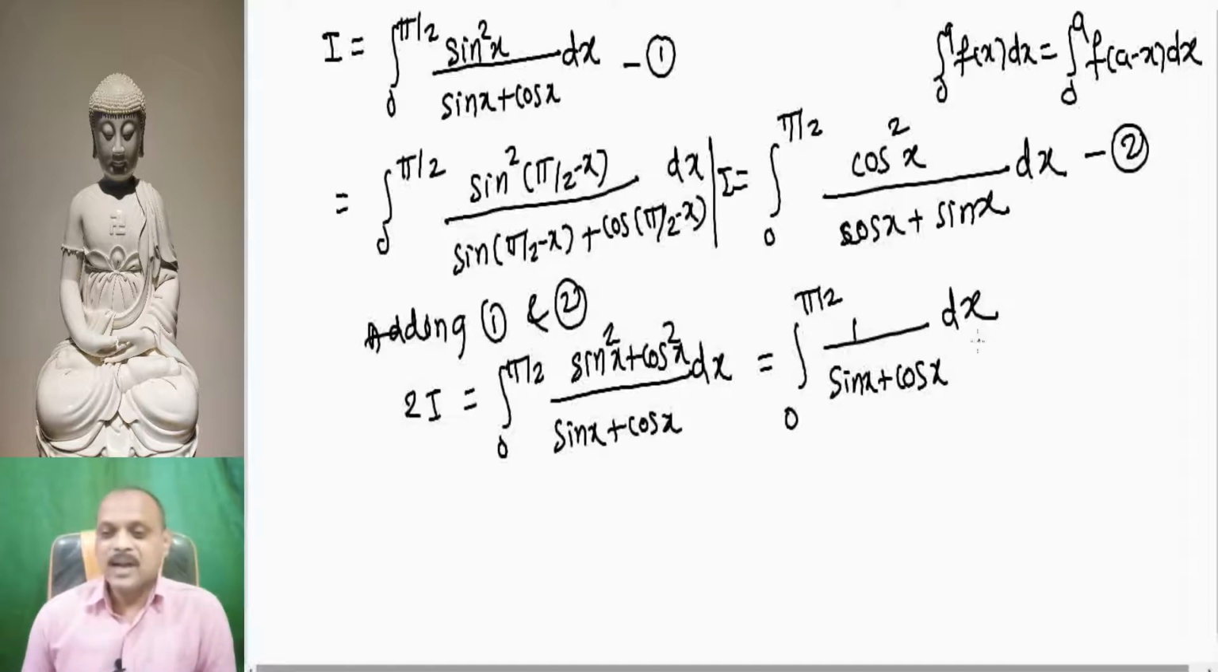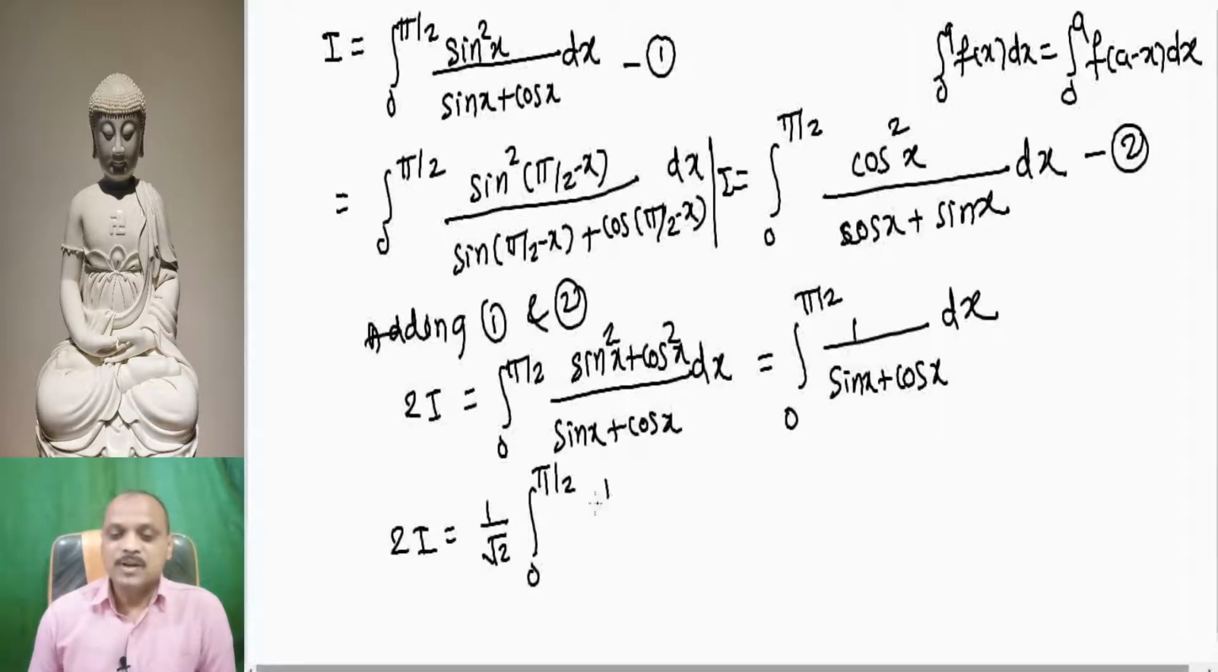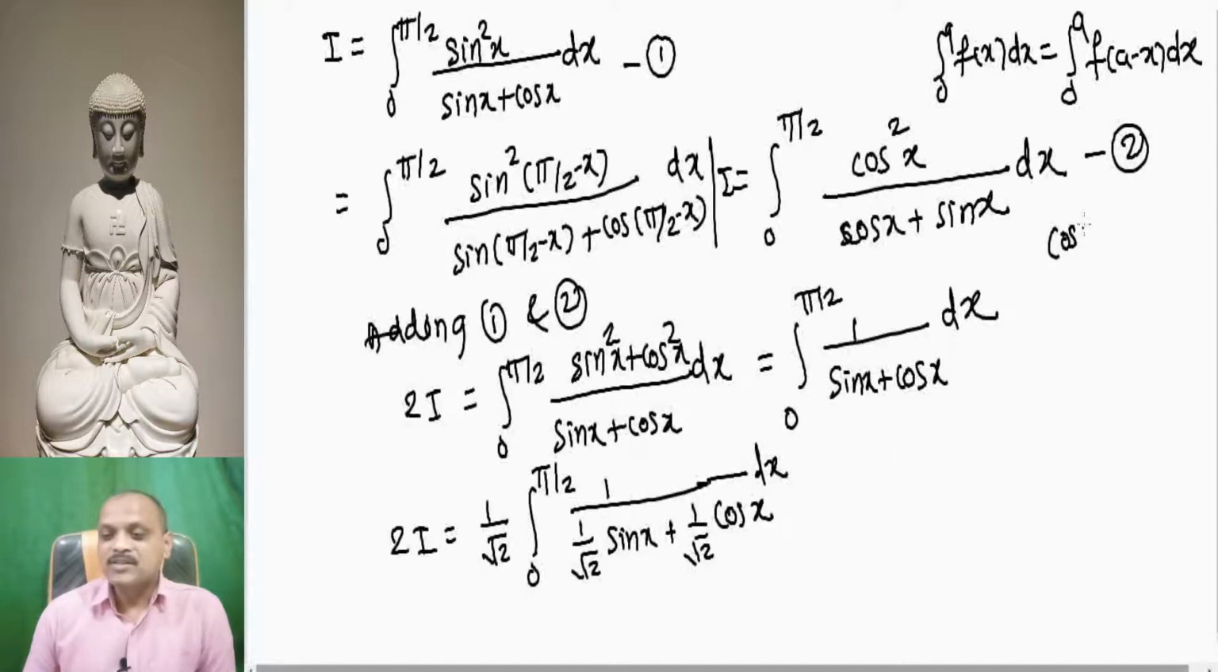Now we arrive at the simple value. Okay, then this is 2I equal to, so let us take under root 1 divided by 2, integration 0 to pi by 2, we write it as 1 divided by under root of 2 sine x plus 1 divided by under root of 2 cos x into dx. What is cos pi by 4? Cos pi by 4 is 1 divided by under root of 2.